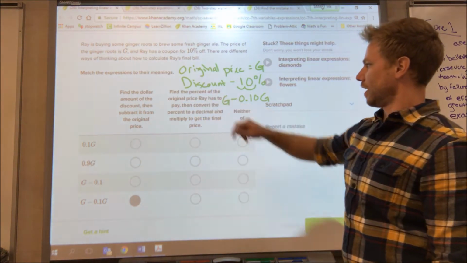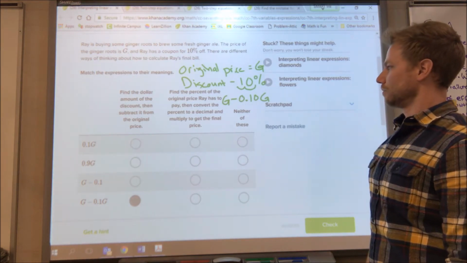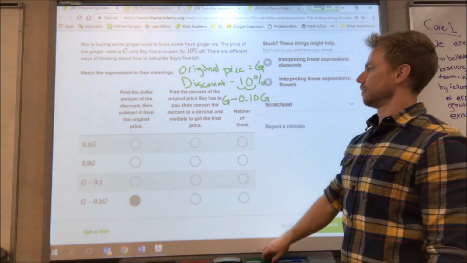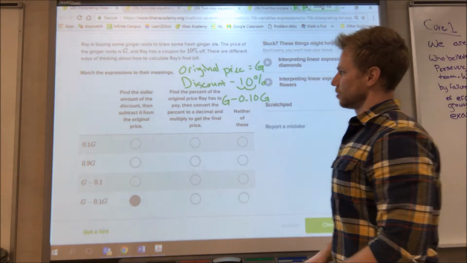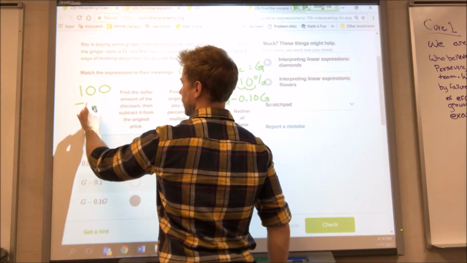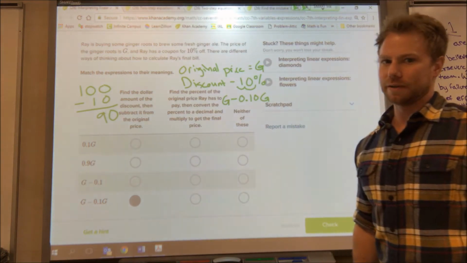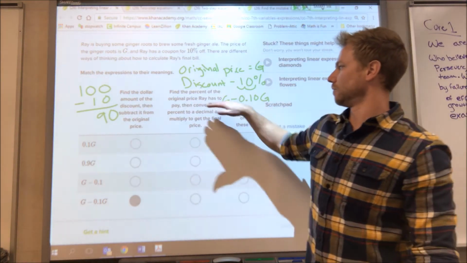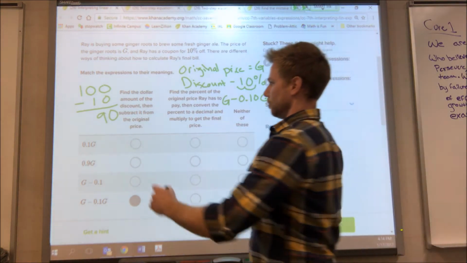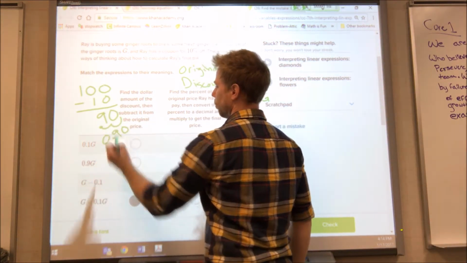Second one here says find the percent of the original price Ray has to pay, then convert the percent to a decimal and multiply it to get the final price. Okay, so we start out with 100%. He has a 10% discount, leaving us with 90%. Okay, that's the percent of the original price he has to pay. Now we're going to convert that to a decimal. So we move our decimal twice. That turns out to be 0.90.